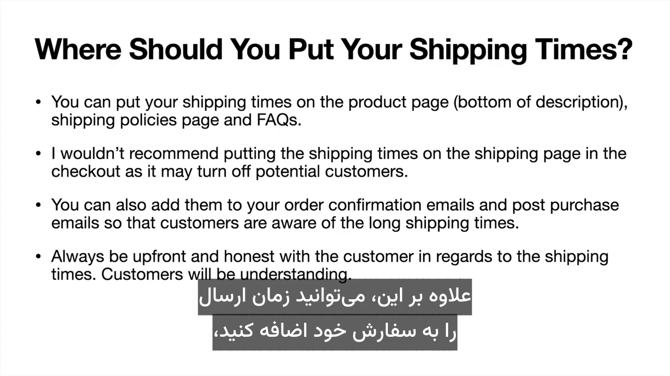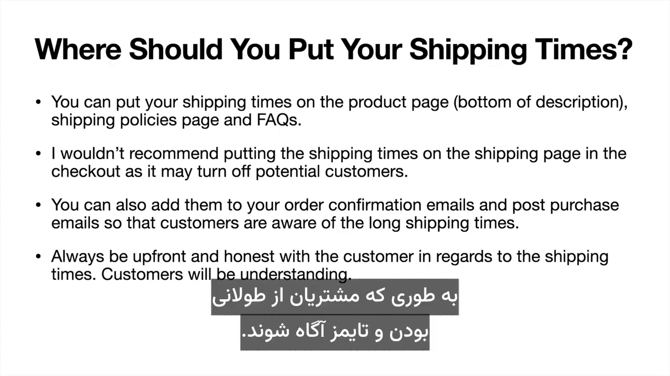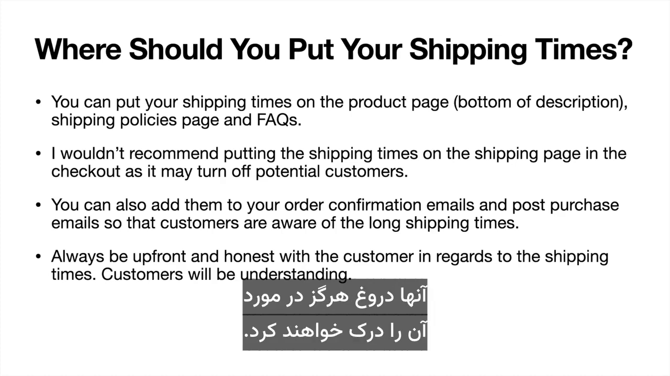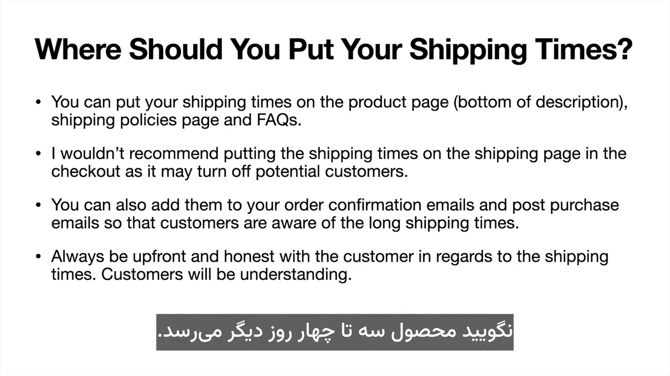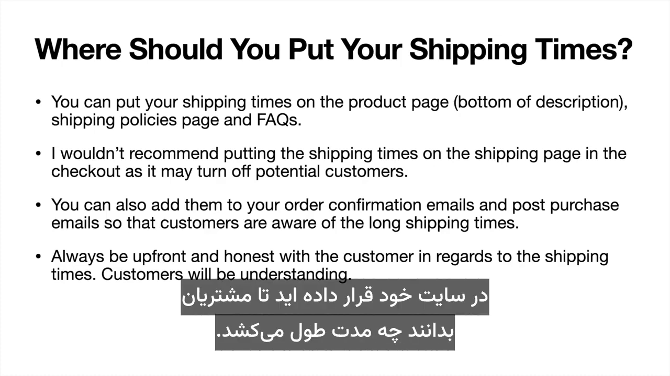In addition, you can add the shipping times to your order confirmation emails and post-purchase emails so that customers are aware of the long shipping times. Now remember, always be upfront and honest with the customer in regards to shipping times. They will be understanding, so never lie about it. Don't say the product will arrive in 3 to 4 days if it takes 2 weeks to arrive. Always be honest about it. Make sure you put this information on your site so customers know how long it will take.